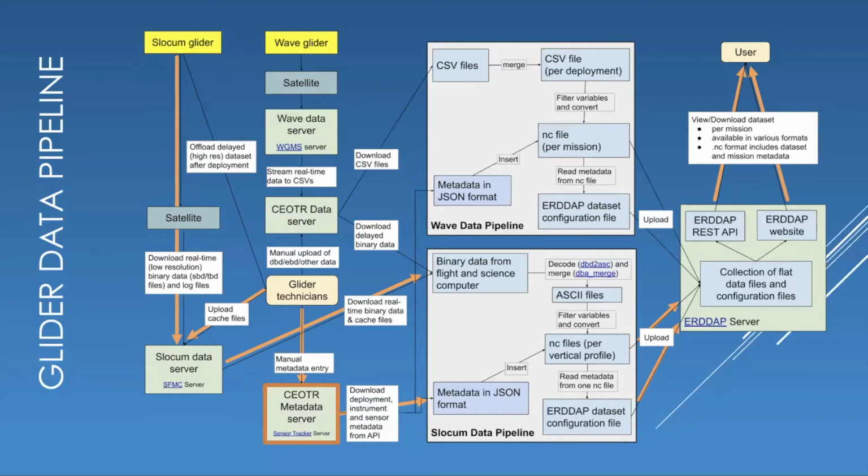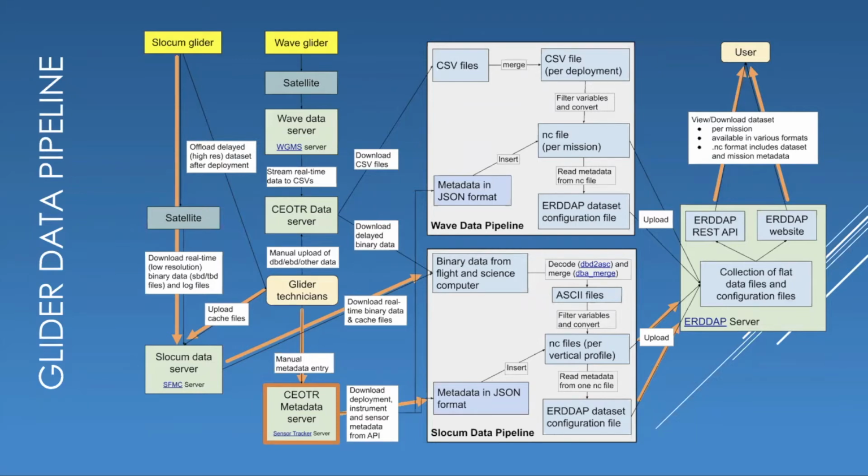Before a mission begins, glider technicians ensure Sensor Tracker is up to date and has all the required information about this platform deployment, and they also upload the cache file to SFMC, which is needed to decode the data files. Slocum gliders transmit real-time data logs over Iridium satellites to our callback server when they surface.